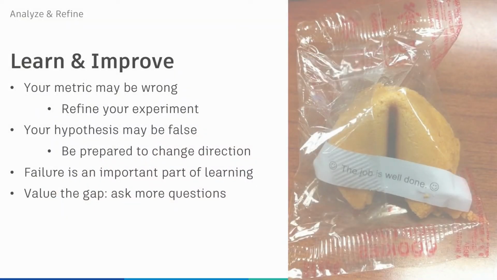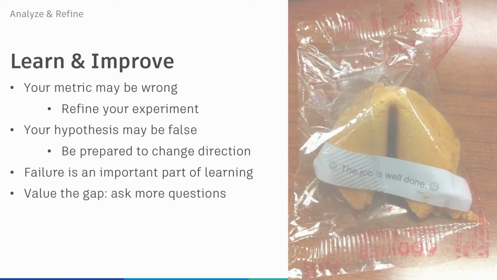So you get your data, now it's time to analyze and refine, and this is where you want to learn and improve. What you might find is if you run your experiment and you don't know if your hypothesis was proven or not, your metric might be wrong. You may have not structured your prototype properly, or your survey might not be worded properly. So you might need to go back and refine your experiment and run it again. You might find that your hypothesis is false, so be prepared to change direction.